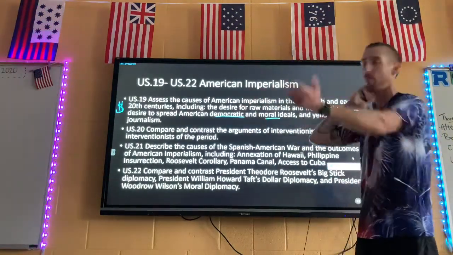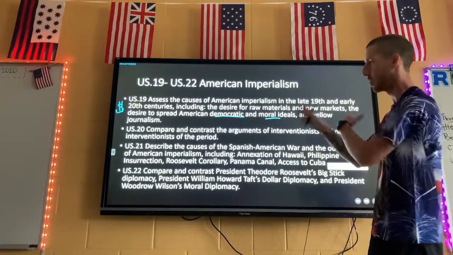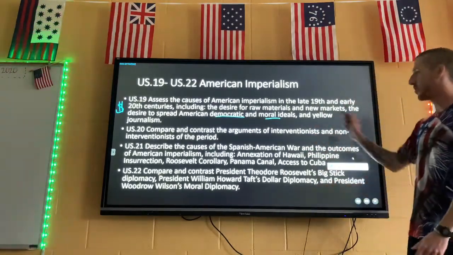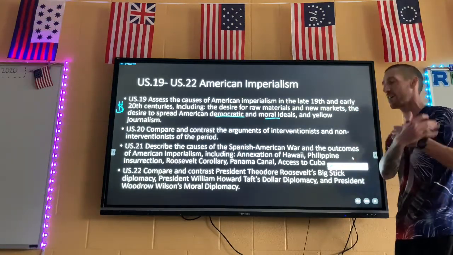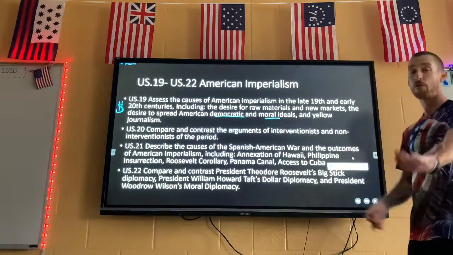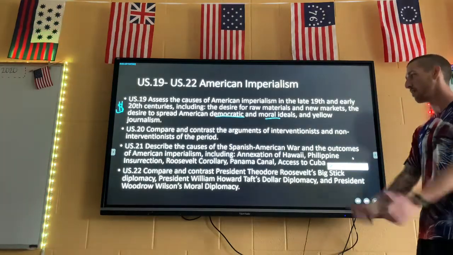American exceptionalism, manifest destiny, all those beautiful ideas of America taking over everything. And yellow journalism, which gets people really excited. It's exaggerated news, it's really exciting, and it makes people want to go do stuff like go fight a war with Spain and take over other countries, okay?